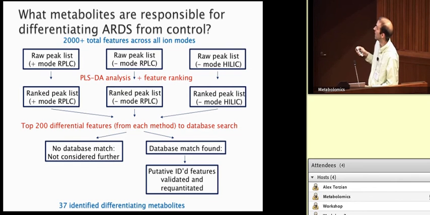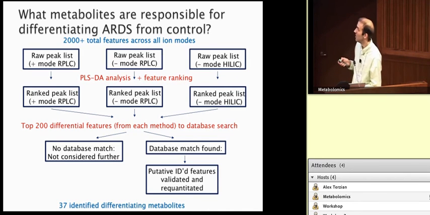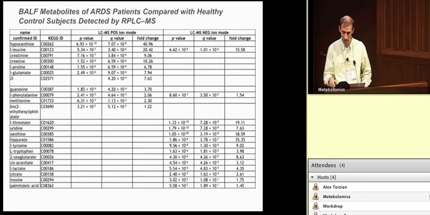If there was a database match found, we took the putative ID features. We validated some of them with authentic standards. We re-quantitated them. This is sometimes a useful feature in a targeted approach. And we found 37 now identified differentiating metabolites. If we'd gone further, if we looked deeper than the top 200, we would have probably found several more.